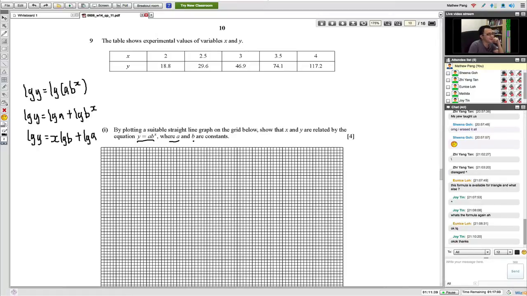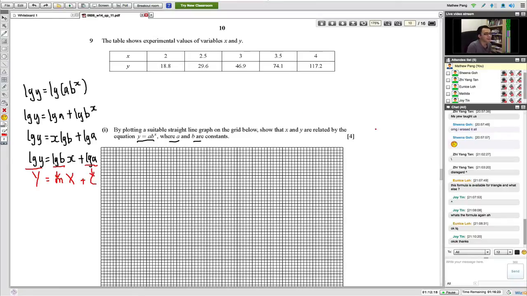Obviously a and b are constants, right? So I know x and y are variables. So I cannot leave it like this. If I leave it like this, it looks like my x is the gradient, but actually it's not. My gradient is log b. So I must rearrange: log y equals log b times x plus log a. Then I will have everything correct here. So this is my y, this is my m, x is my x, and this one will be my c. Log b is m and log a is c. This is very important.